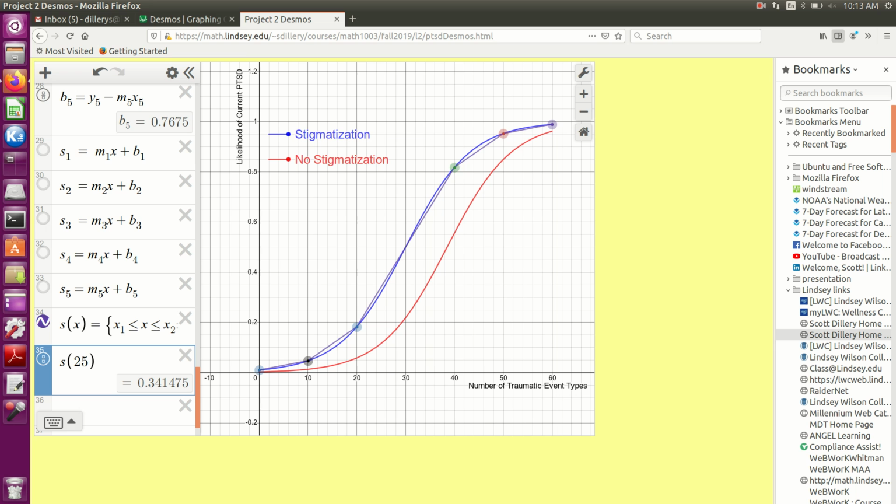And of course we're going to also want to do the no stigmatization curve. Now so that takes care of that part for now, and again we'll get back to some more videos.